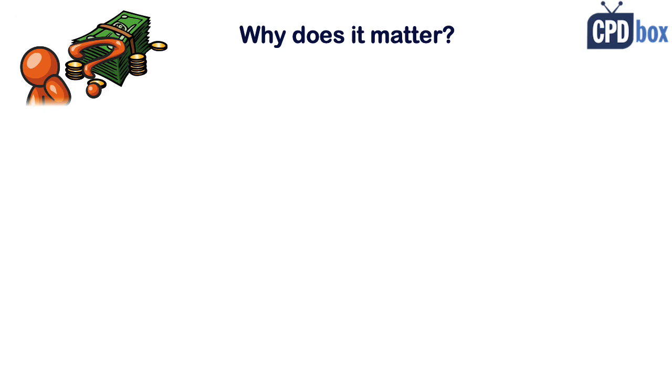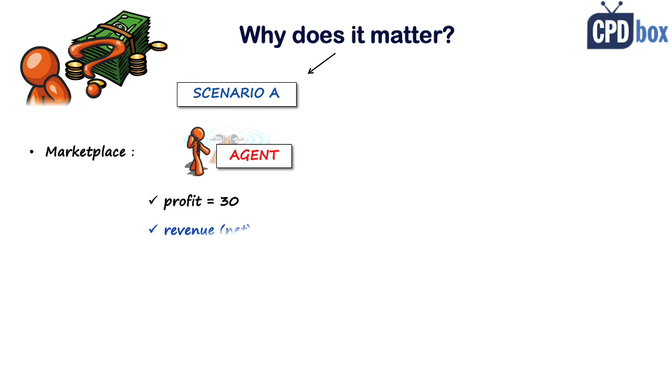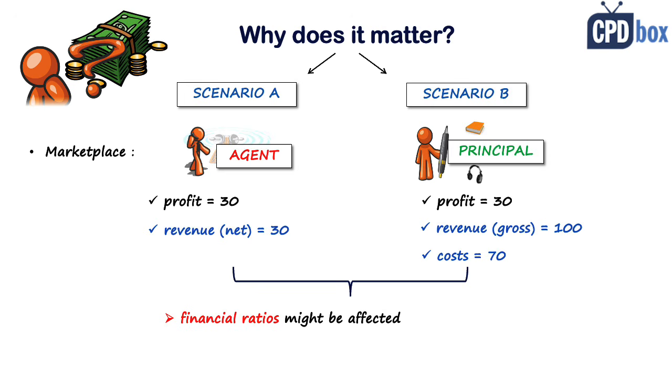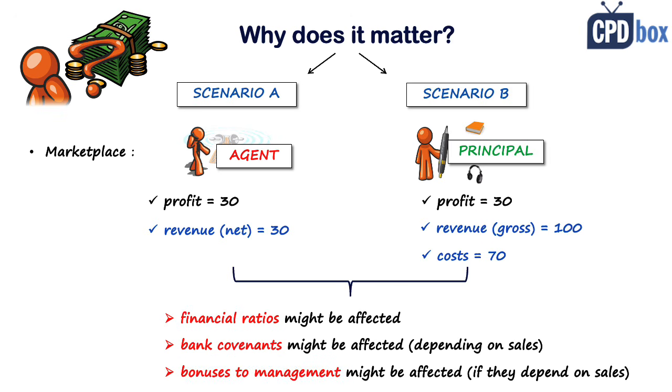Now, why does it matter? Let's sum up both scenarios. In scenario A, the marketplace was an agent with profit of 30 and the revenue of 30, which was the commission only. In the scenario B, the marketplace was a principal with the profit of 30 because its revenue was the full 100, but the cost of the creator was 70. So the same profit, but the difference is revenues. And this is why it matters, because financial ratios may be affected. Bank covenants dependent on the revenues from sales might be affected. And also bonuses of management calculated based on the sales revenue might be affected too, and you can go on.